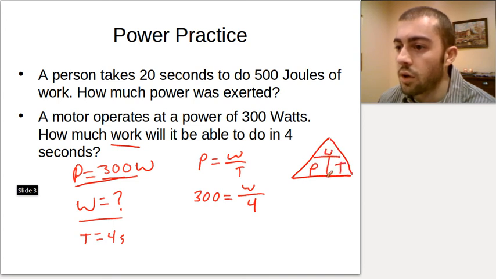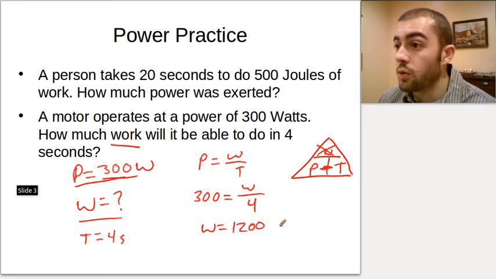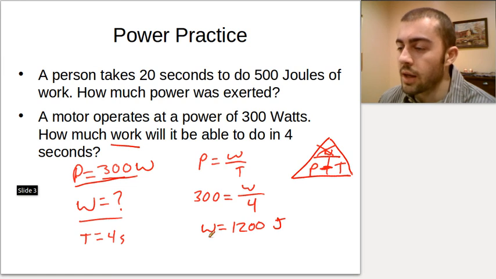And in this case, we're looking for work, right? So if we cover up work here, we're doing power times time in the triangle. That would give us work of 1,200 when we multiply those together. Our units for work that we learned are joules. Even though it's a W here, do not get confused with the watts. The units for power are watts.